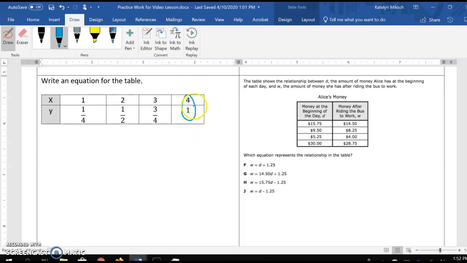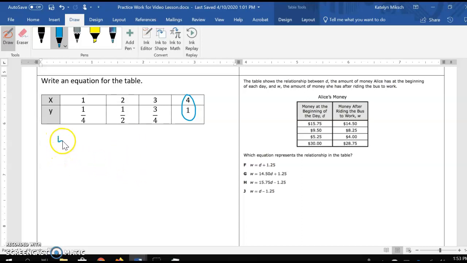If I start with 4 and I want to end up with 1, 4 minus 3 would do that for me. 4 minus 3 is 1. But if I look at this next set of points, 3 minus 3 would not give me 3/4. 3 minus 3 would give me 0. So I can rule that out. I'm not subtracting 3. So now I've got to think about division.